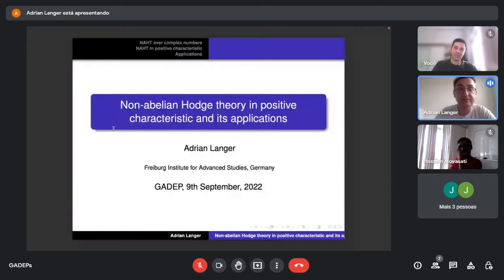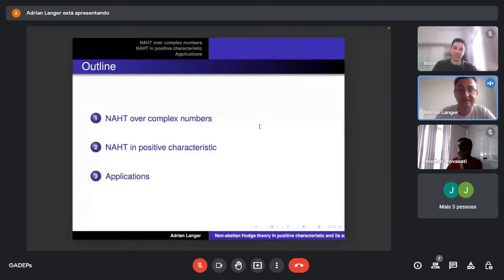I'm going to talk about this non-abelian Hodge theory, but I'm going to start with non-abelian Hodge theory over complex numbers, as I guess you are more familiar with complex manifolds than with the positive characteristic story. But then I will try to explain what things like that look like in positive characteristic and how one can apply them to various things in positive characteristic, but also to characteristic zero problems.